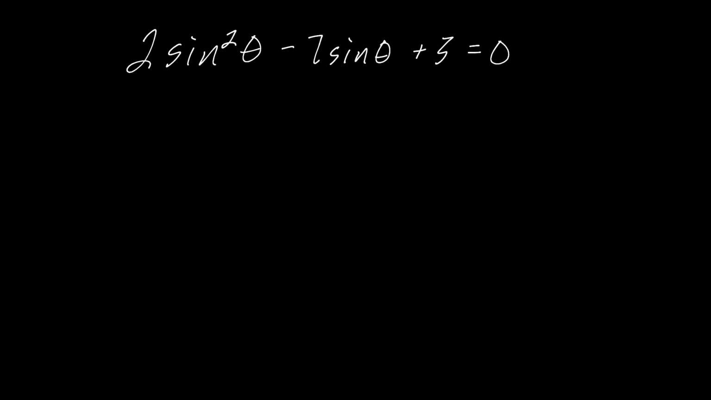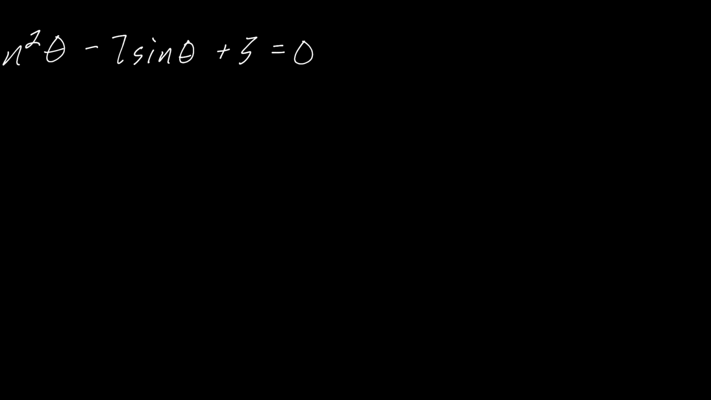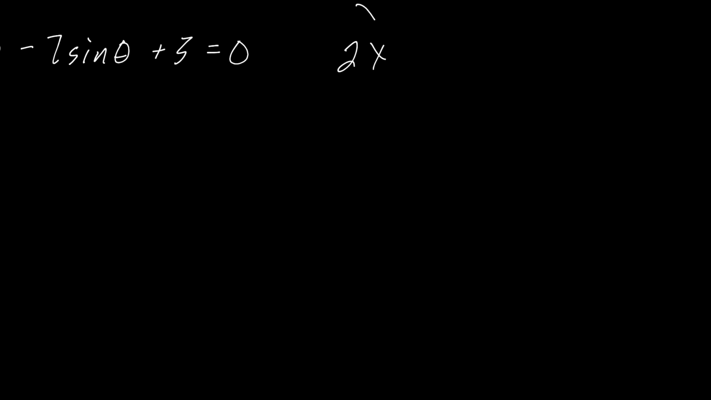So here's one final example. It's not as basic, but it's not super hard, and it involves factoring. So sometimes we have to factor things. So when I see these things, I try to teach students to imagine that x is equal to the sine of theta. So that would be like having 2x squared minus 7x plus 3 equals 0.